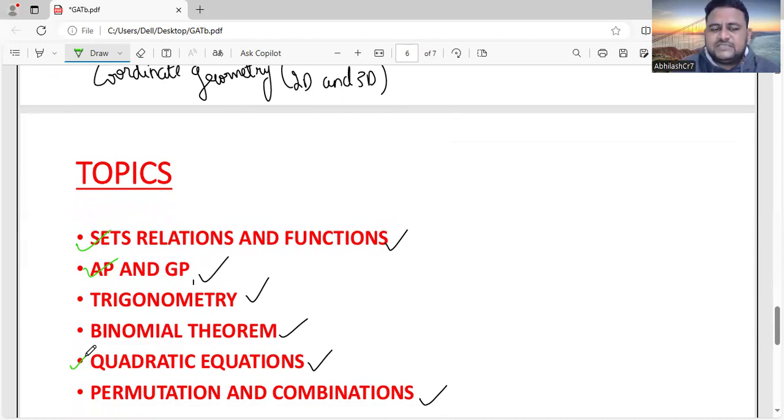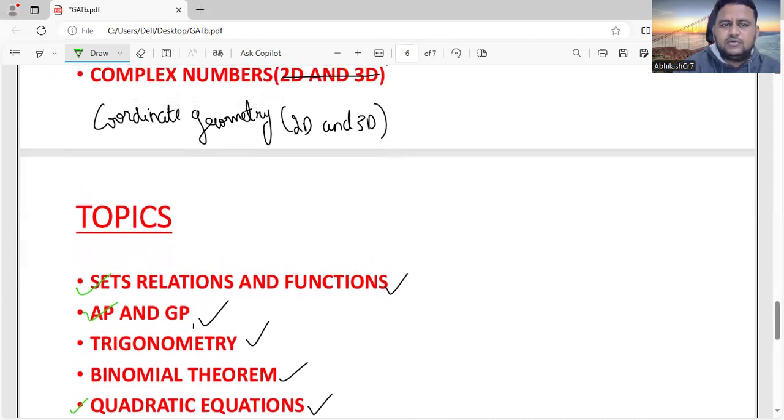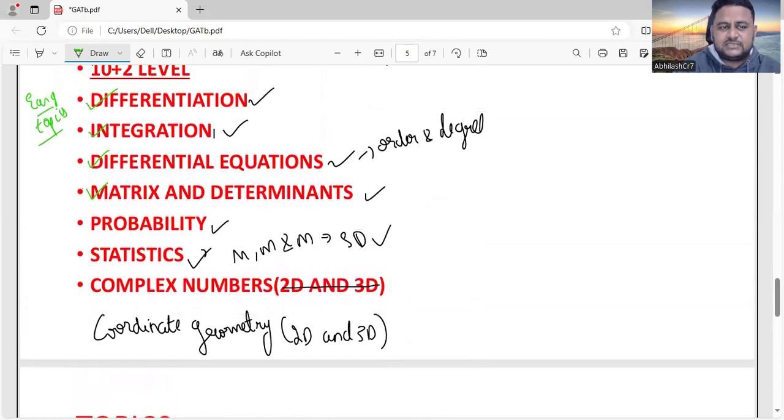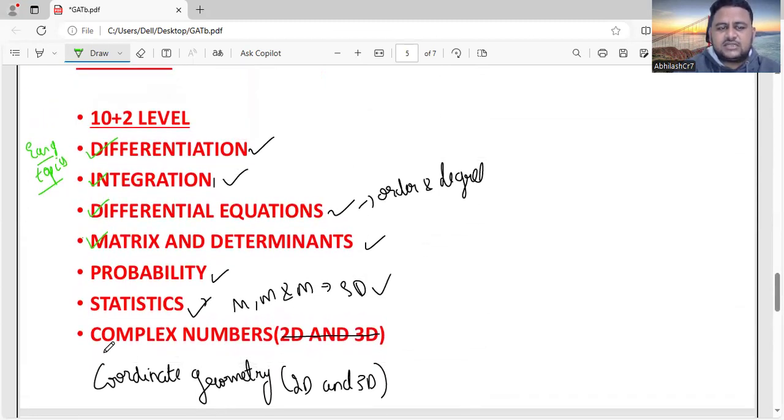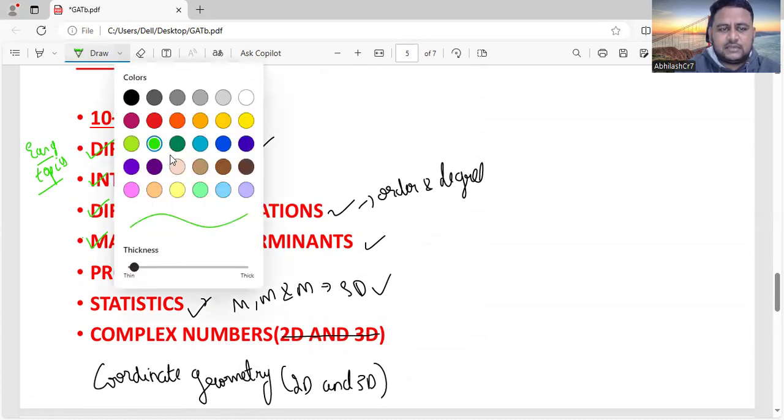The remaining topics which are left out, I can say they are little hard topics. That is, they go a little deeper when it comes to these topics. So you have to be very thorough with these remaining topics which I told you. The questions that are coming in them are a little hard. Which are those topics? I can represent it using purple.